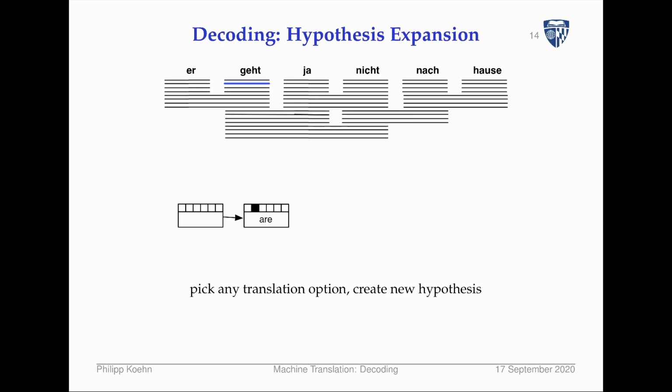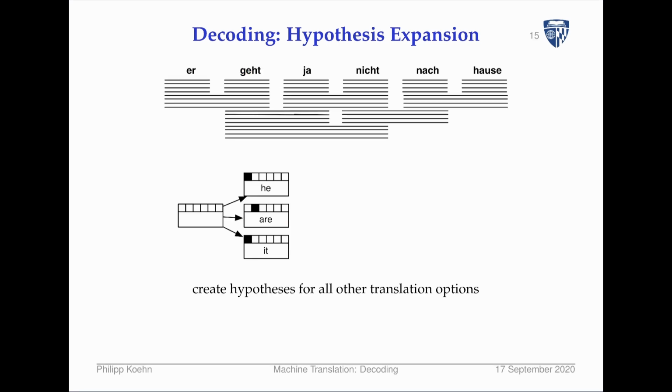So we can expand this hypothesis into a hypothesis that actually has some content in it, where we decided to take the second word and translate it as R. There is this translation option where get gets mapped to R. So we pick any translation option. You see all these lines on the top there. We can pick any of them. Any of them that we pick, we create a new hypothesis.